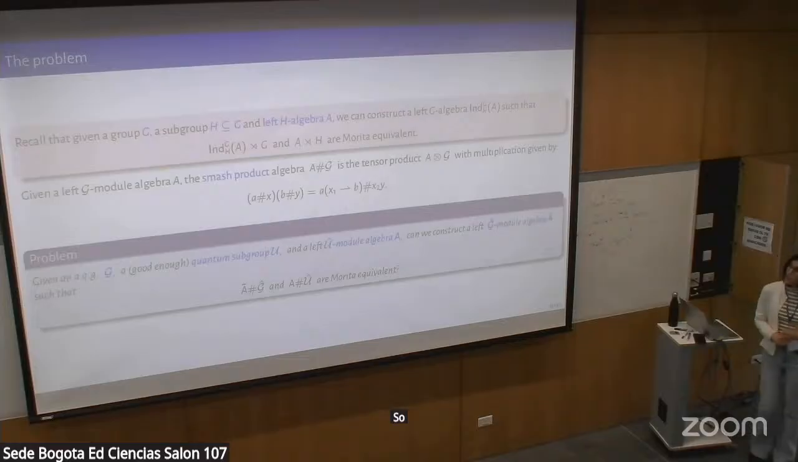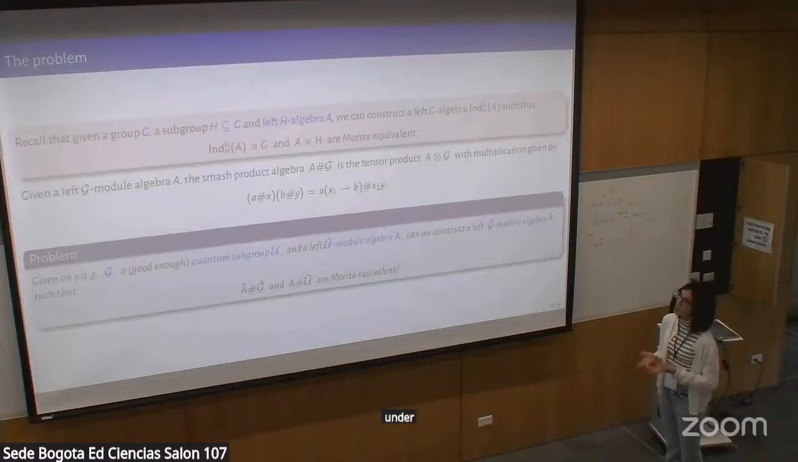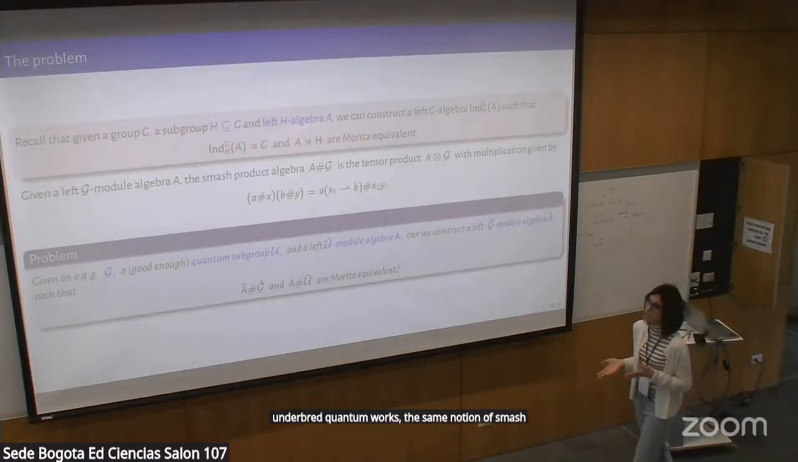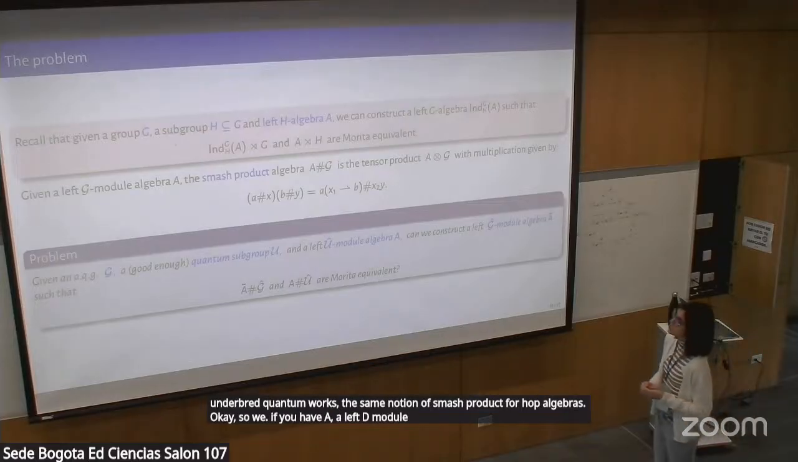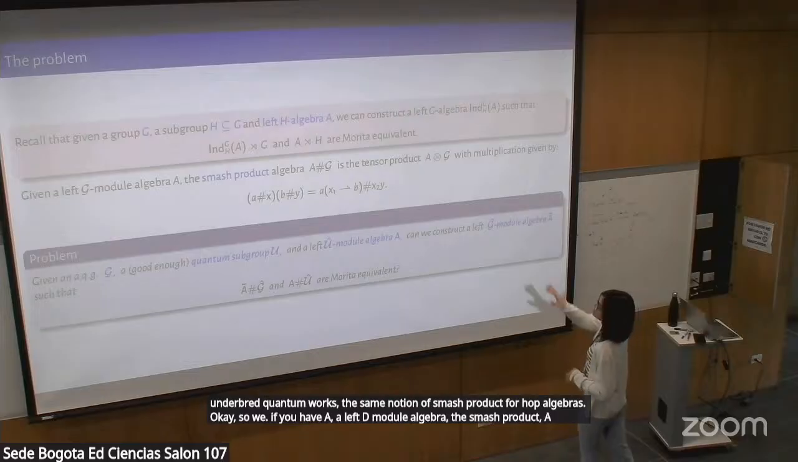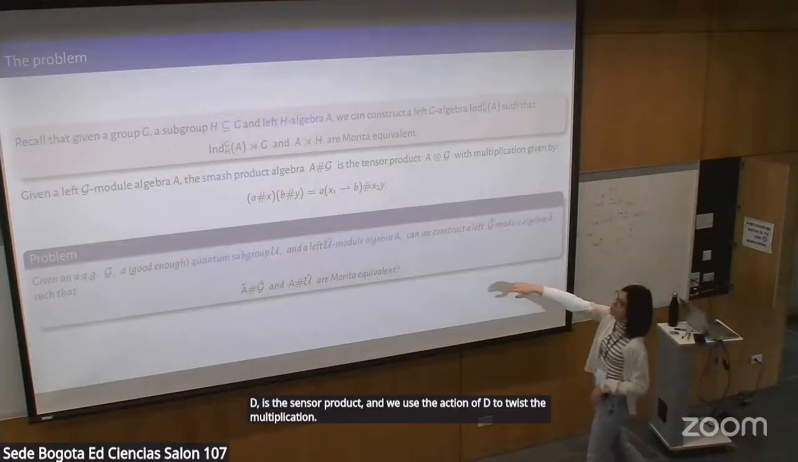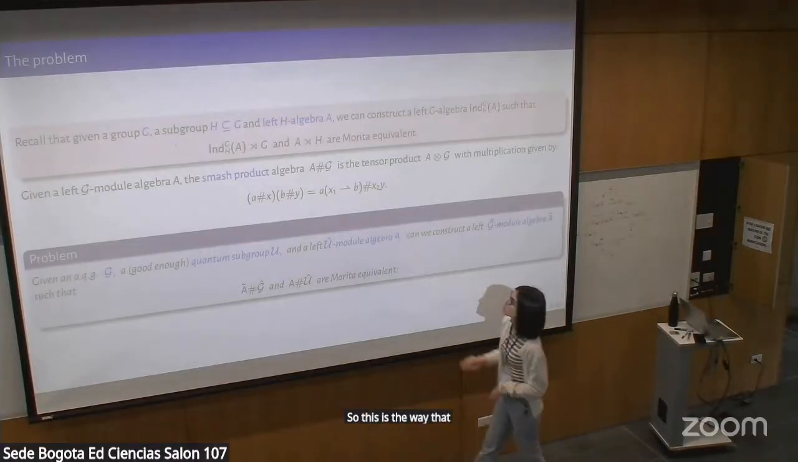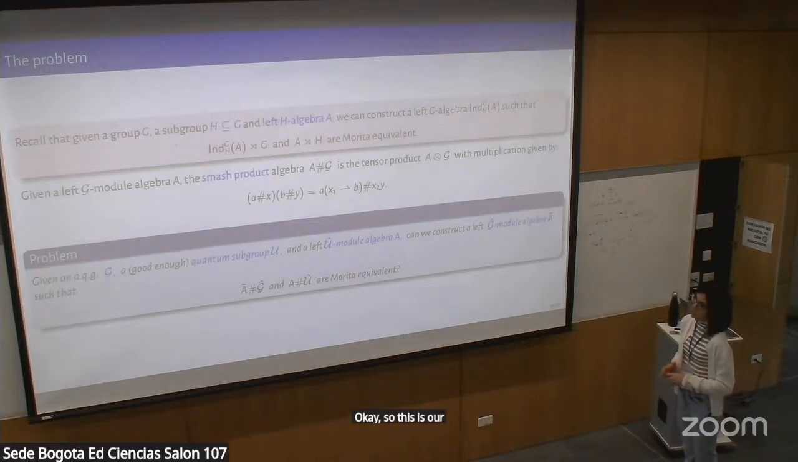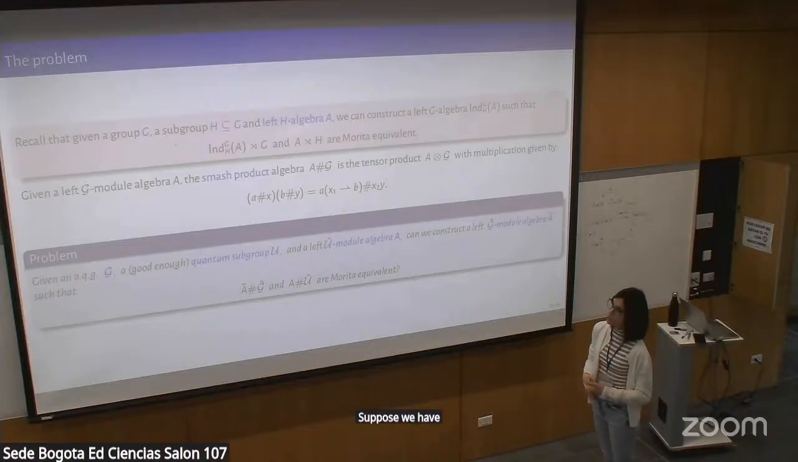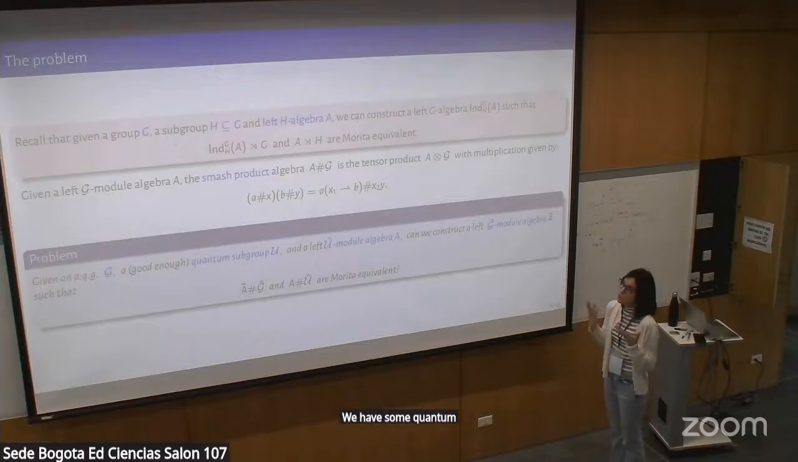So first, we have a notion of cross product for algebraic quantum groups. It's the same notion as the smash product for Hopf algebras. Okay, so if we have a left D module algebra A, the smash product A smash D is just the tensor product, and we use the action of D to twist the multiplication. So this is the way that we multiply the elements of the smash product. Okay, so this is our problem. Suppose we have an algebraic quantum group G. We have some quantum subgroup U, a good enough quantum subgroup U.